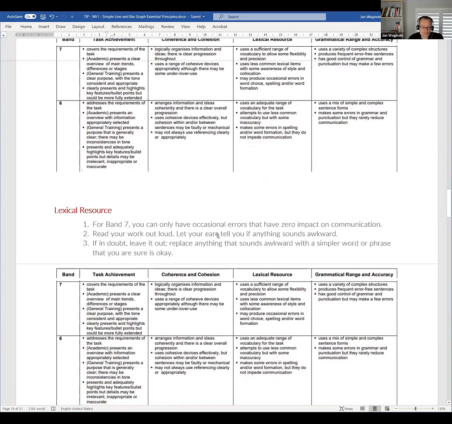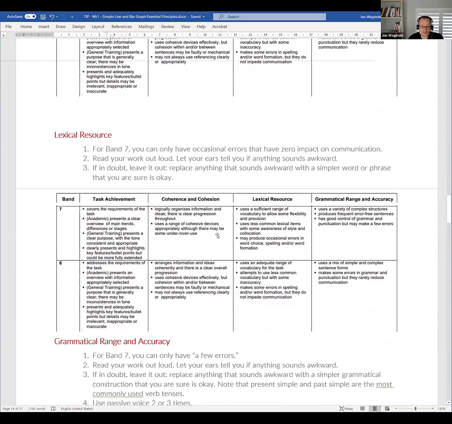For a lexical resource, which is a fancy way of saying your vocabulary, you can only have occasional errors that have zero impact on communication. This is the rule of thumb. If your vocabulary error causes the examiner any kind of confusion, you get a band 6. If it's an error that doesn't cause confusion, and there aren't many of them, only a few, you'll get band 7.